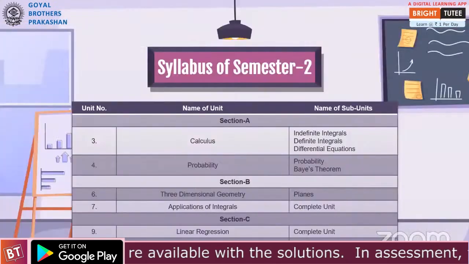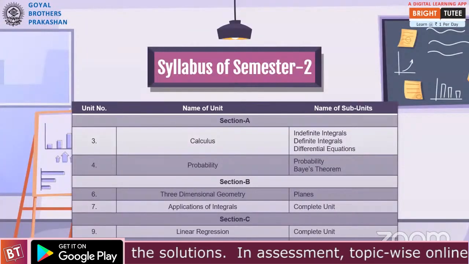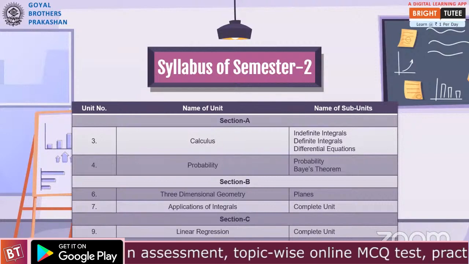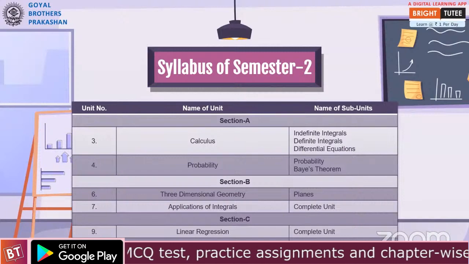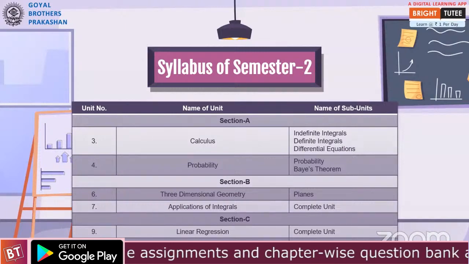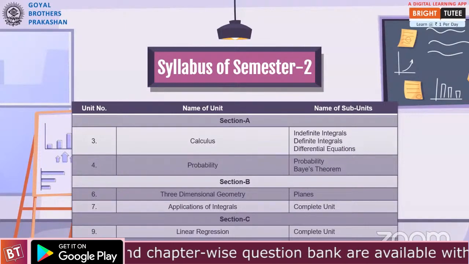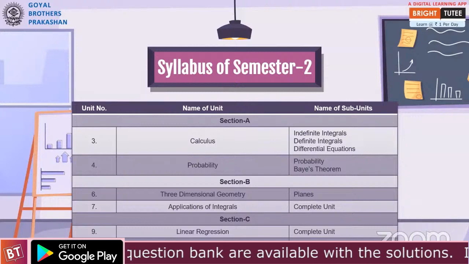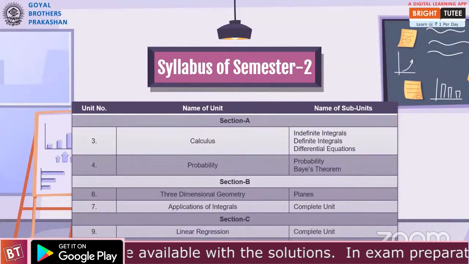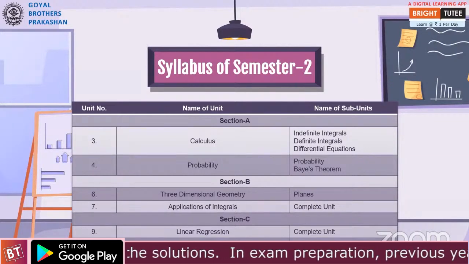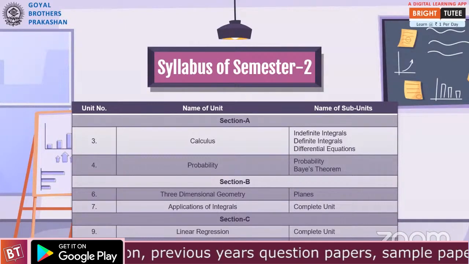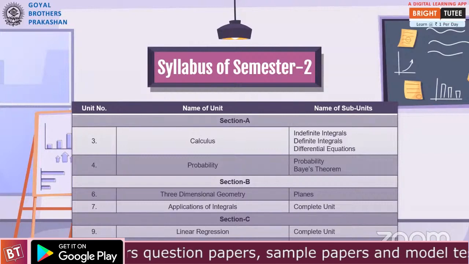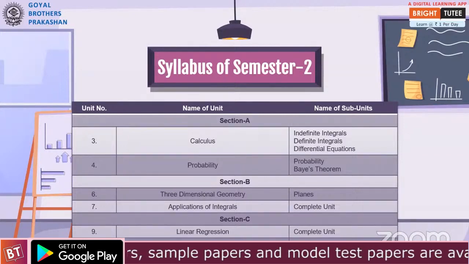This is the syllabus of the semester 2 examination. In semester 2, we have the units calculus and probability in section A, which is compulsory to attempt. Then we have options in section B and C. Generally, science students opt for section B, and commerce students opt for section C.